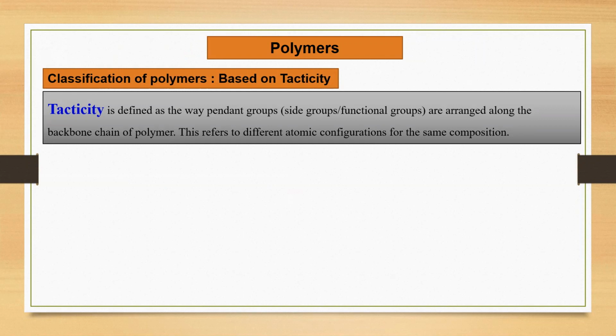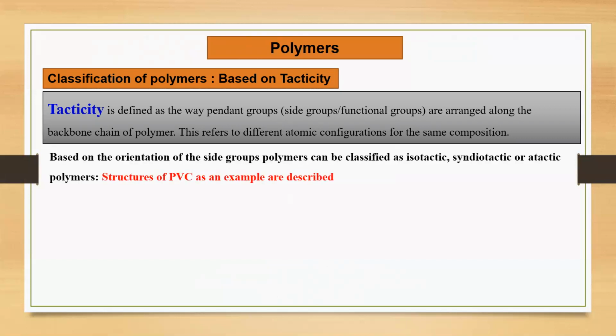pendant groups, meaning the side groups or the functional groups, are arranged along the backbone chain of a polymer. In the polymeric structure, the main backbone chain is constituted by an organic group, and the side groups, generally the functional groups, are arranged in various manners. So depending upon the arrangement of these functional groups along the organic backbone chain of the polymer, these polymers attain different atomic configurations for the same composition.